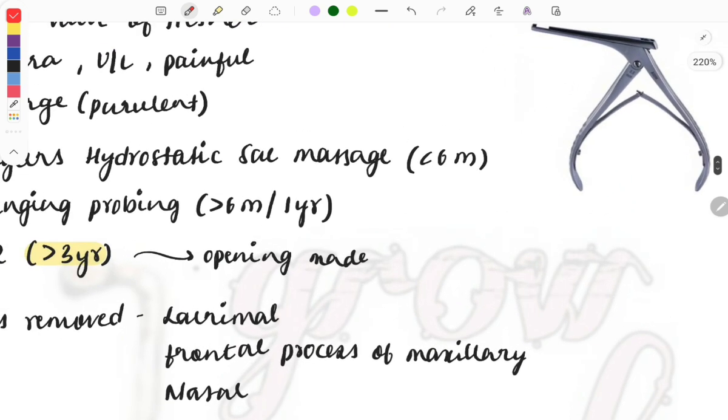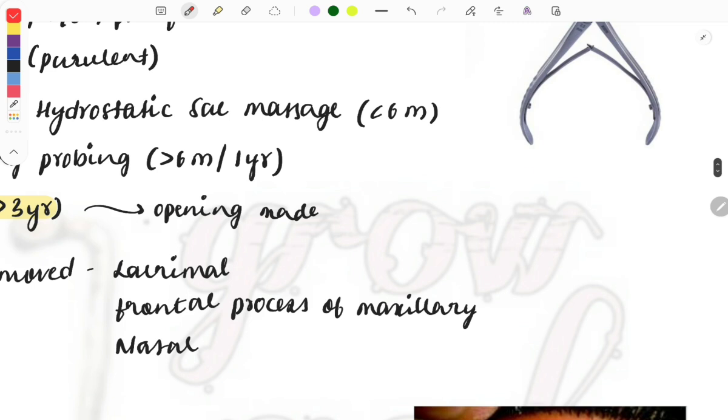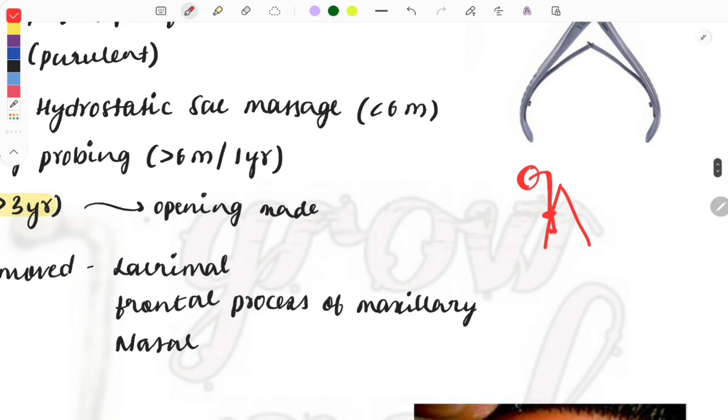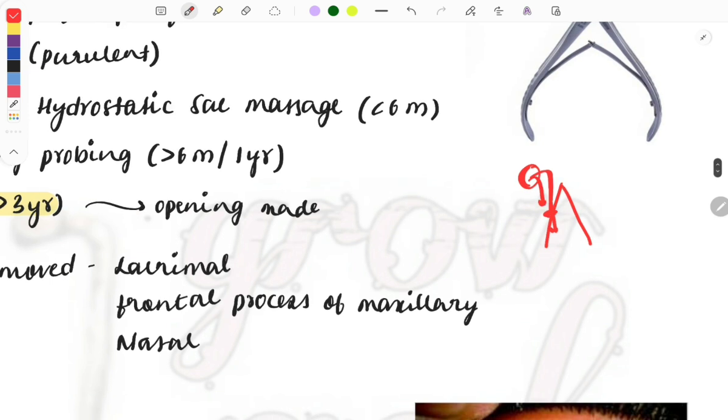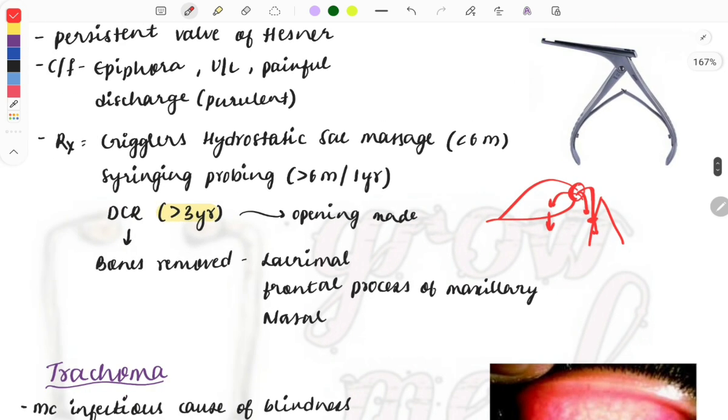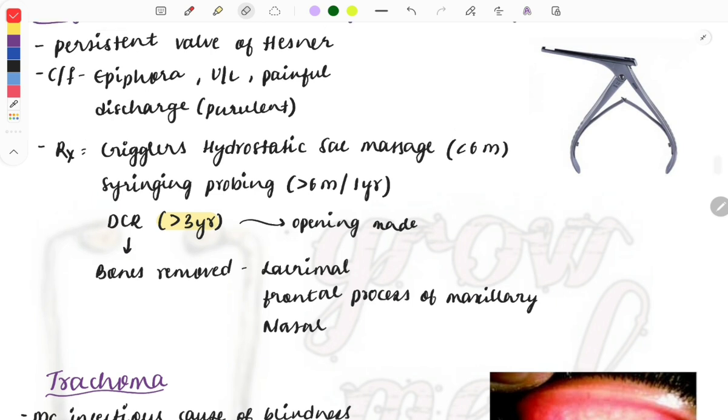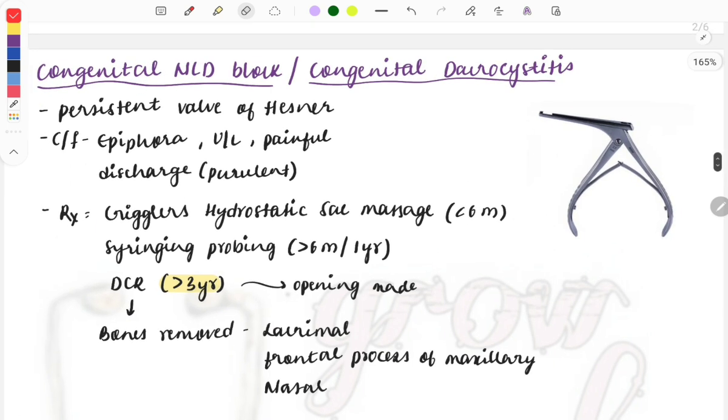So let me explain it to you in short what exactly happens in this. This one is the lacrimal sac, and from here the lacrimal sac drains into the nose. This one is the nose, and whatever tears or secretions are produced in the eyes are drained into the nasolacrimal duct. But what happens in this condition is, due to the persistent valve, the secretions do not go into the nose, so they flow back into the eyes, causing epiphora. So this is the basic pathology behind this congenital nasolacrimal duct blockage.